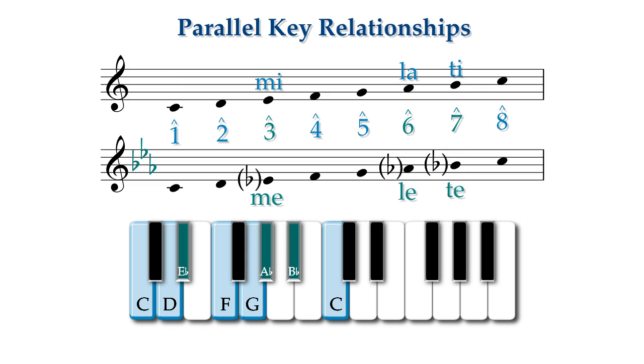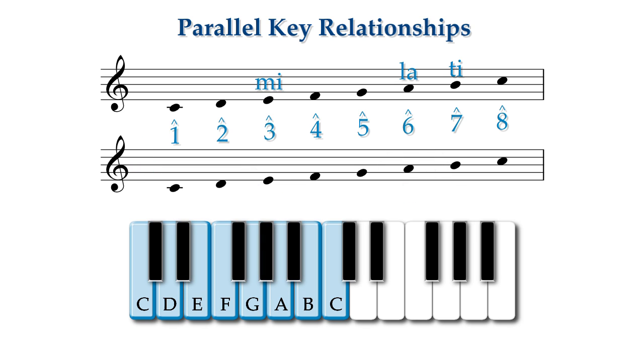Notice that I can start in C major, add 3 flats, which will be scale degrees 3, 6, and 7, and I have C minor. To get from C minor to C major, I must raise the 3rd, 6th, and 7th scale degrees. It's easy, just erase the 3 flats.